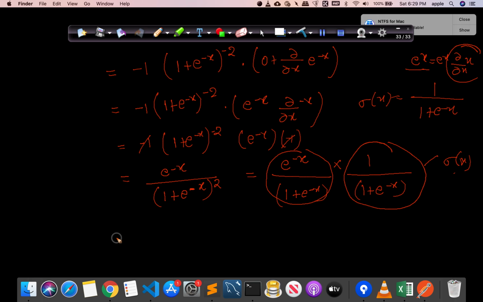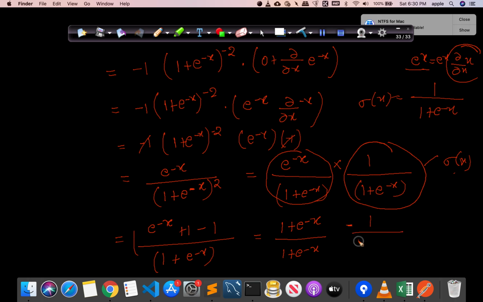What we can do is, for this particular term, we can write it as e to the power of minus x plus 1 and minus 1. Okay, simple. And this is 1 plus e to the power minus x. Now we will take this as one term and this as the other term, because since the denominator is same, we can split on the basis of numerator. What we'll do is write it like this: 1 plus e to the power of minus x divided by 1 plus e to the power of minus x, and then minus of 1 upon 1 plus e to the power of minus x. Now we can cancel this.